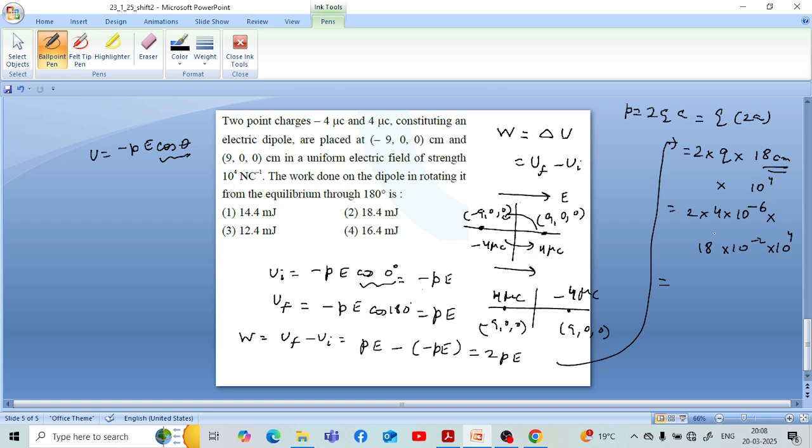Now solving this, 2 into 4 into 18 is 144, multiplied by 10 raised to the power minus 4, which we can write as 14.4 into 10 to the power minus 3 joules, or 14.4 millijoules. So option 1 is correct here. Option number 1 is correct here.